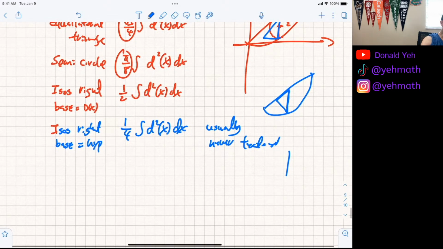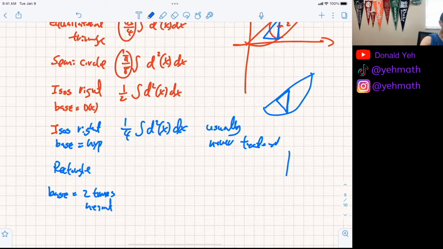Good. The last one is the rectangle. A rectangle depends on the question. Usually they say the base is equal to 2 times the height. You've got to be careful with this one. D of x is the base.